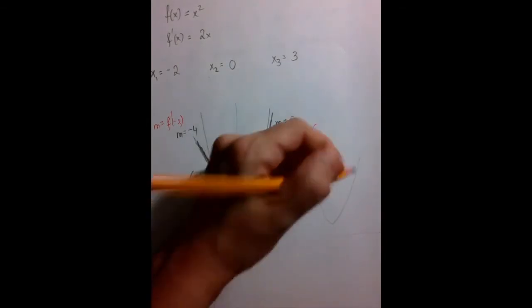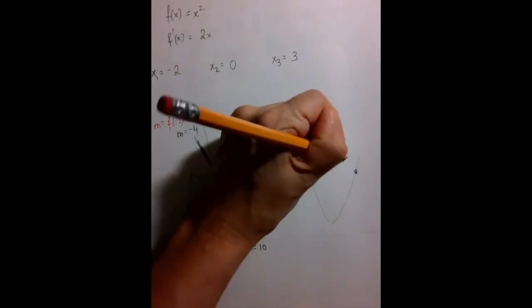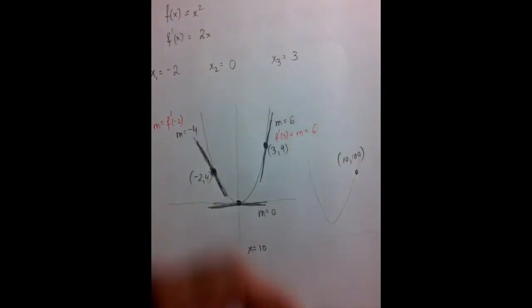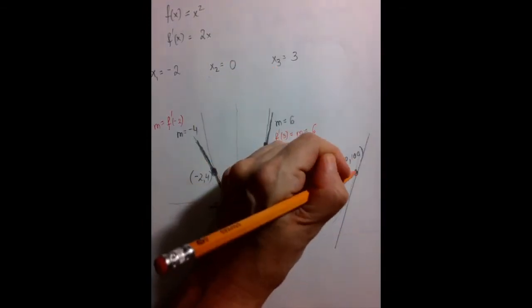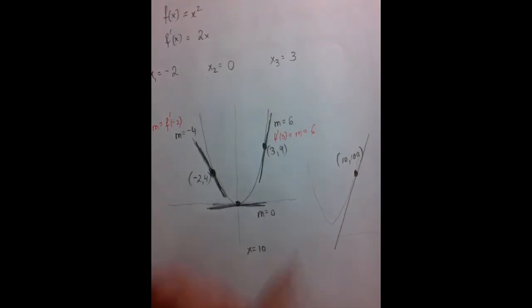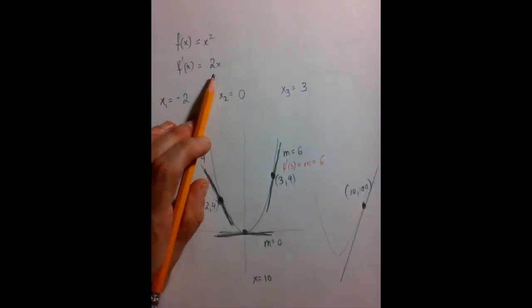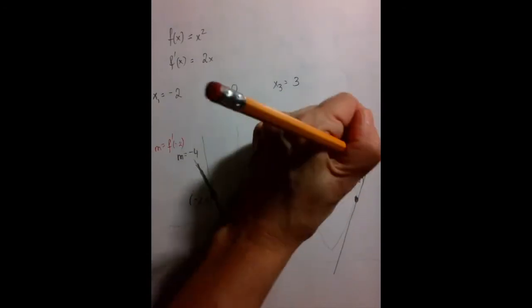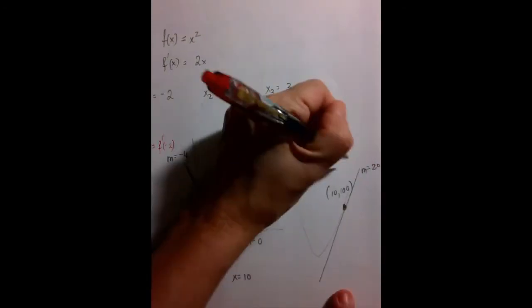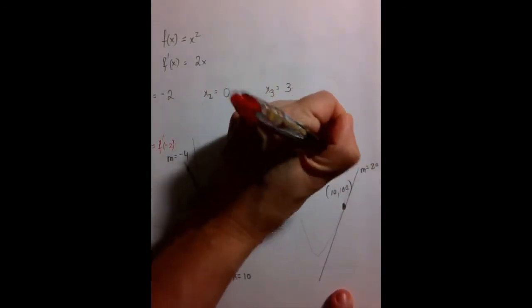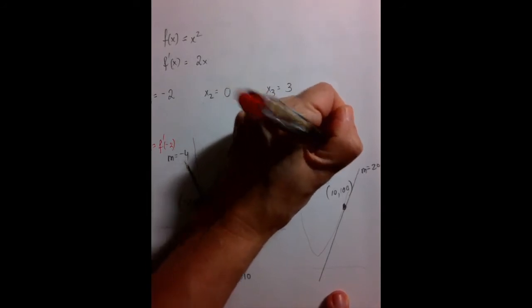At x equals 10, the point of tangency should be (10, 100), and the derivative should be measuring the slope of the tangent line. The derivative of the function is 2x, x is 10, so this slope is 20. Basically, the slope of this tangent line is the value that the derivative takes at 10.